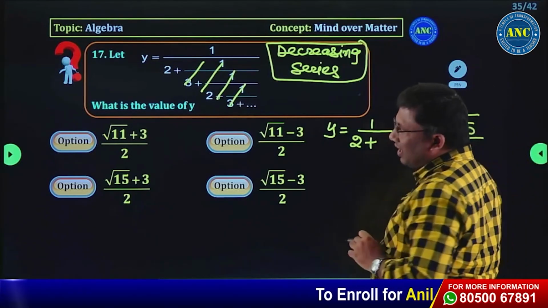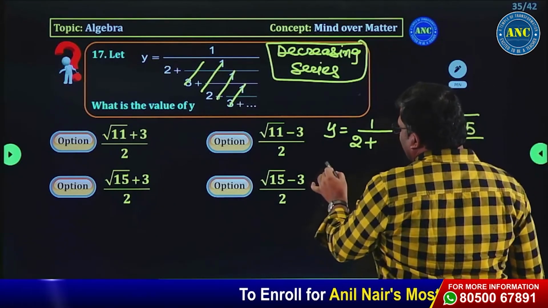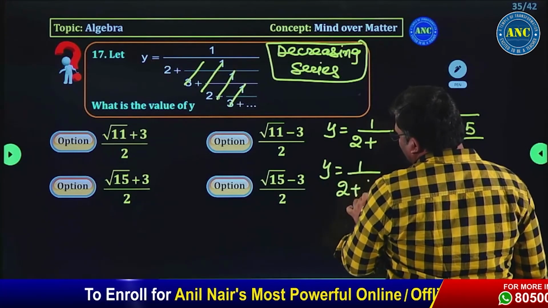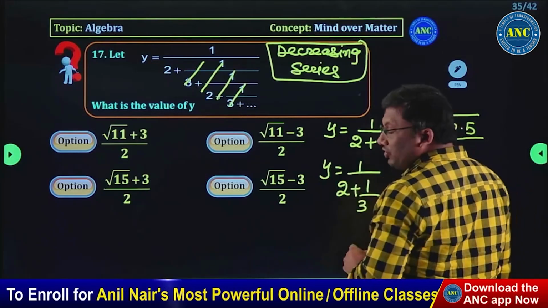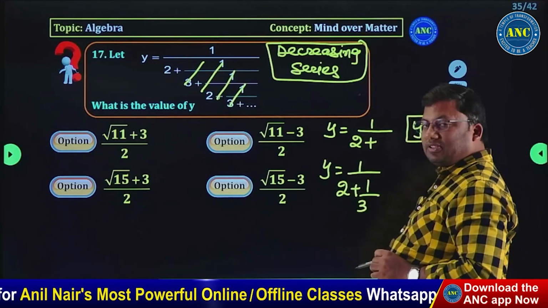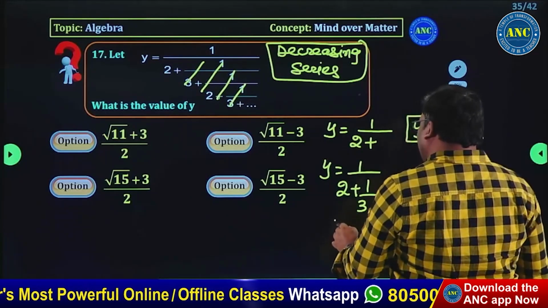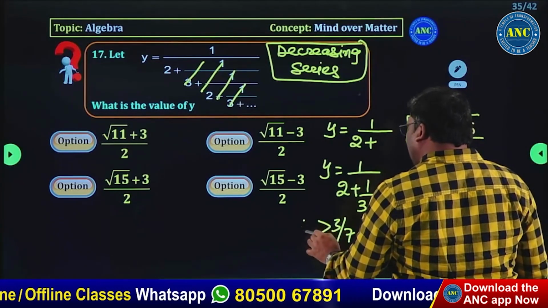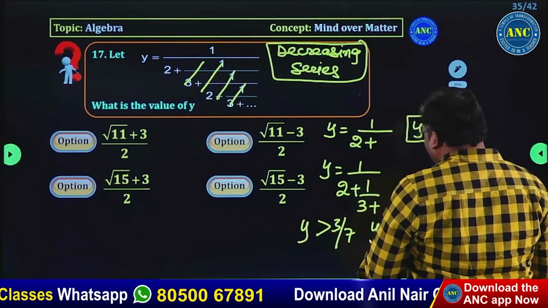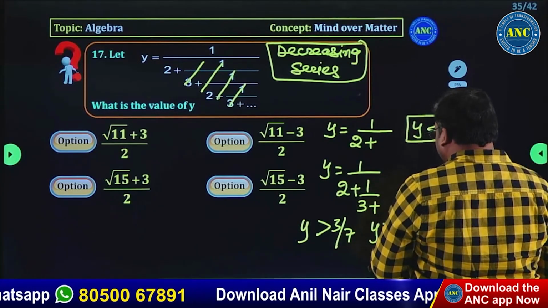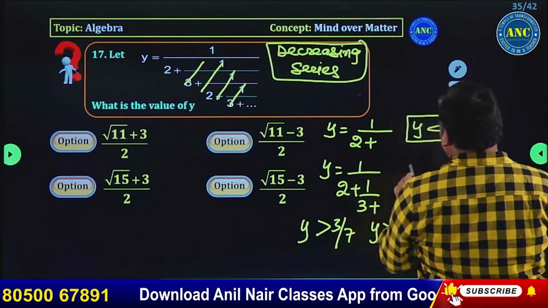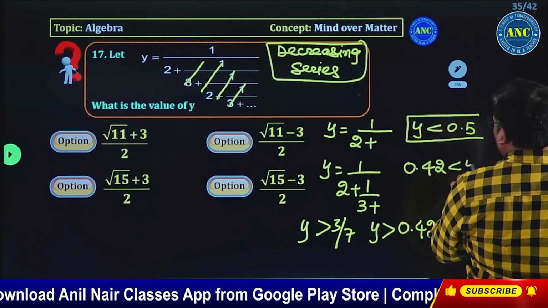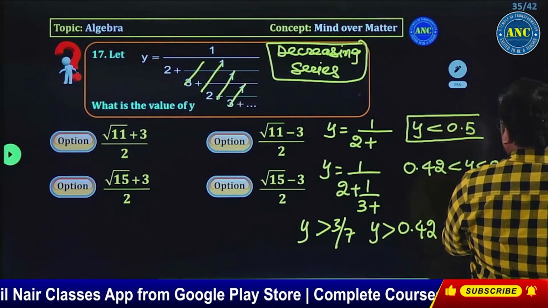Denominator decreases, value increases. Again, it is 1 by 2 plus 1 by 3. If it is 3, 3 2s are 6, 6 plus 1, 7. It is 3 by 7. Denominator by denominator. Y is greater than 3 by 7, which is 0.42. Y will lie from 0.42 to 0.5.